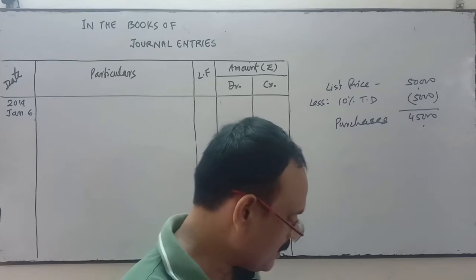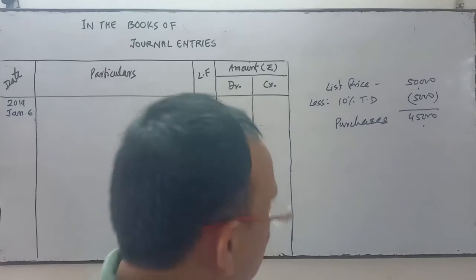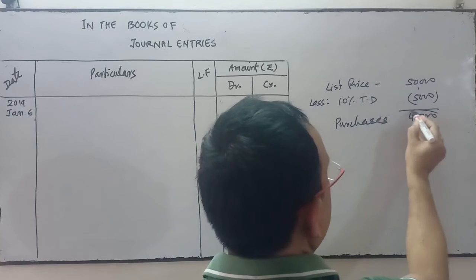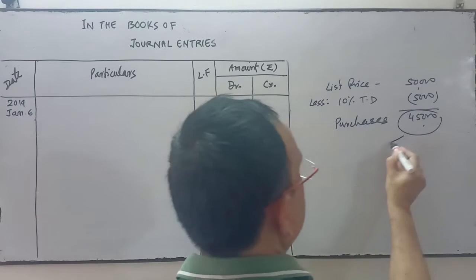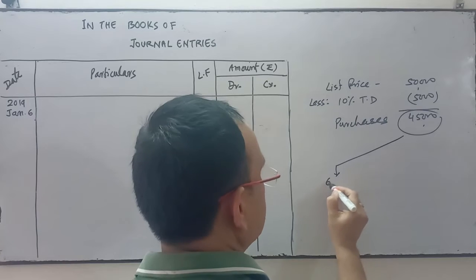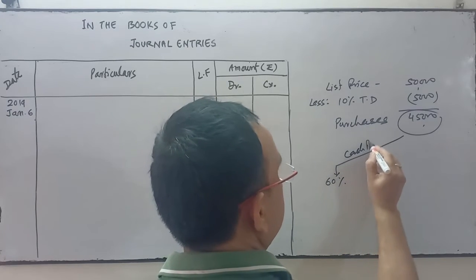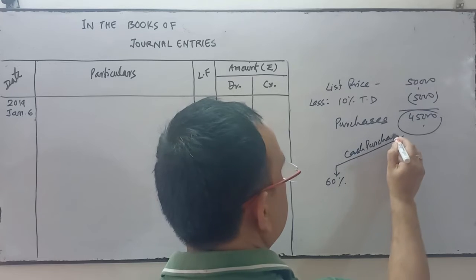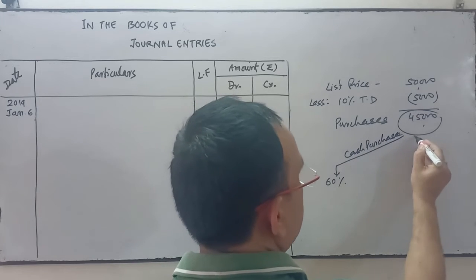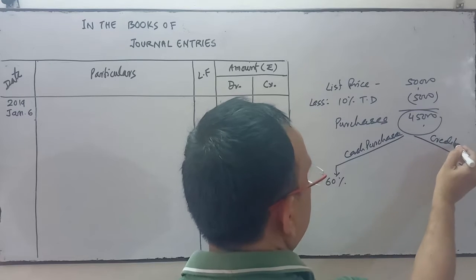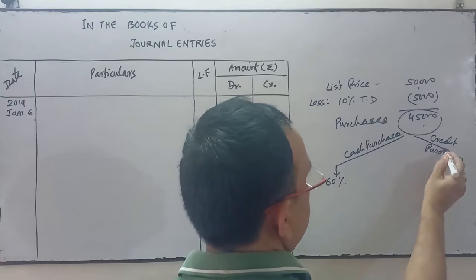4% cash discount and paid 60% amount by check. 4% is the cash discount. And you have paid 60% of this amount. 60% amount paid by you means it's a cash purchase. When I pay the amount, it means it's a cash purchase. And the rest is your credit purchase. The rest indicates your credit purchase.